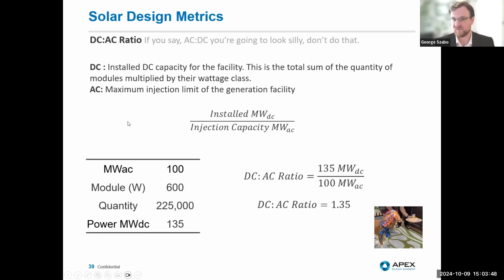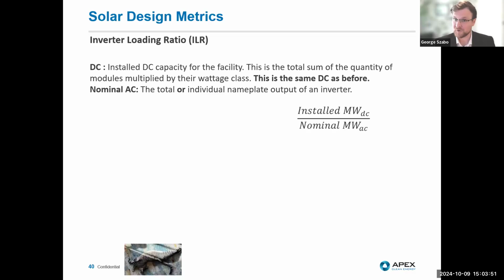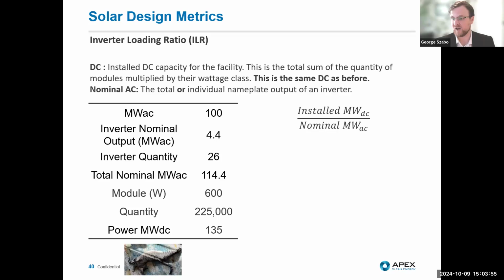Okay, so DC to AC ratio. The reason I want to emphasize that is because there's also the inverter loading ratio, which is a metric of DC over a metric of AC. But this is where it's important to understand the difference, and why we also mentioned nominal inverter power before. So for ILR, inverter loading ratio, you're still using the same DC. It's the installed DC capacity for the facility, the total sum of the quantity of modules multiplied by their wattage class, the same DC as before. The nominal AC, and this is in the denominator, is the total or individual nameplate output of an inverter.